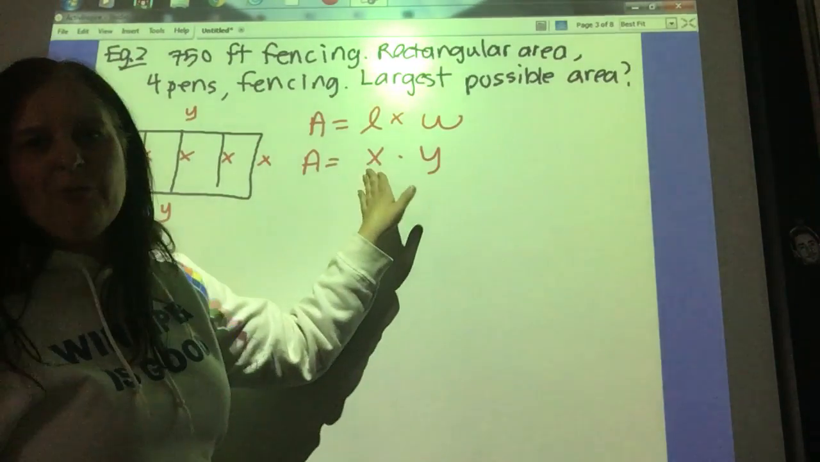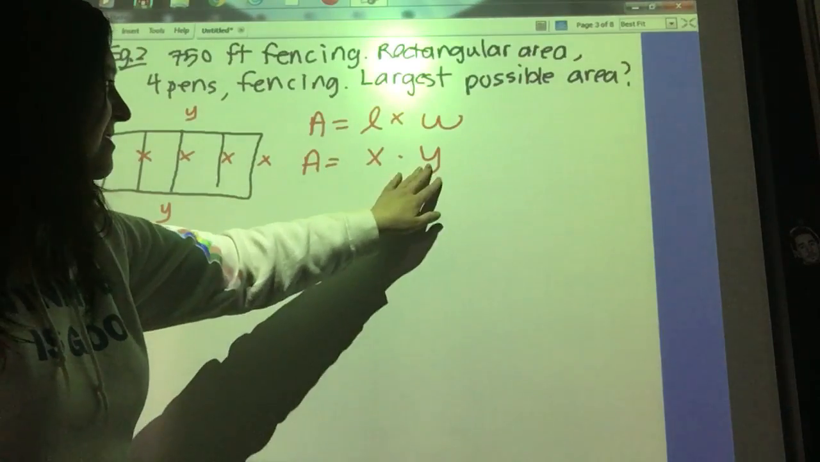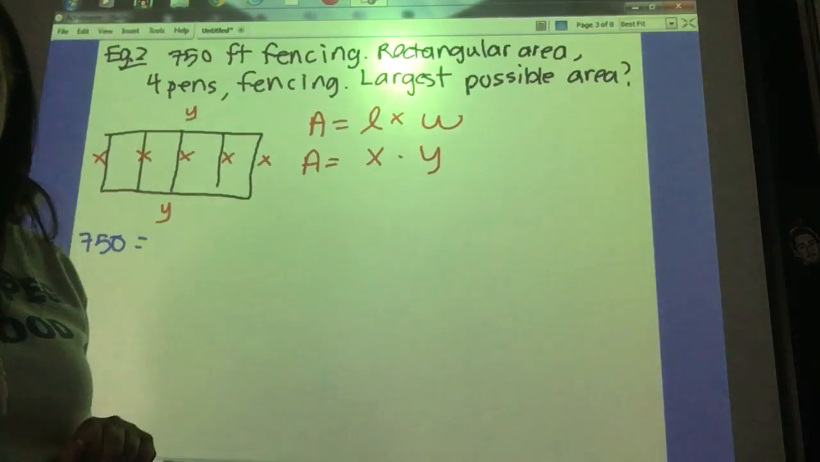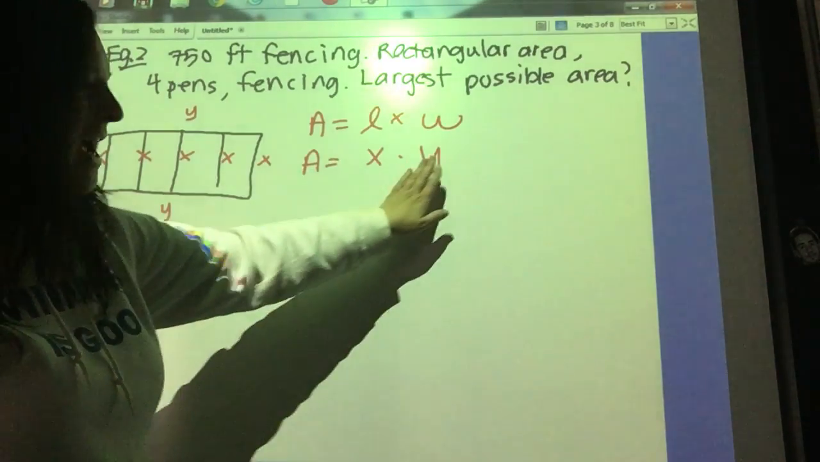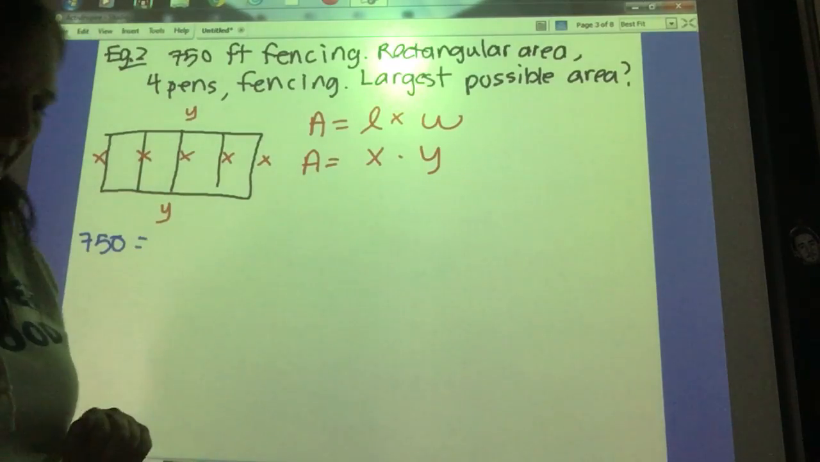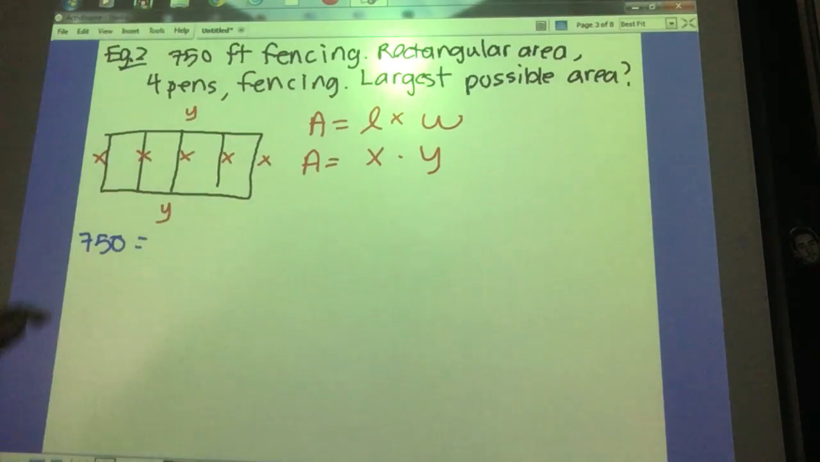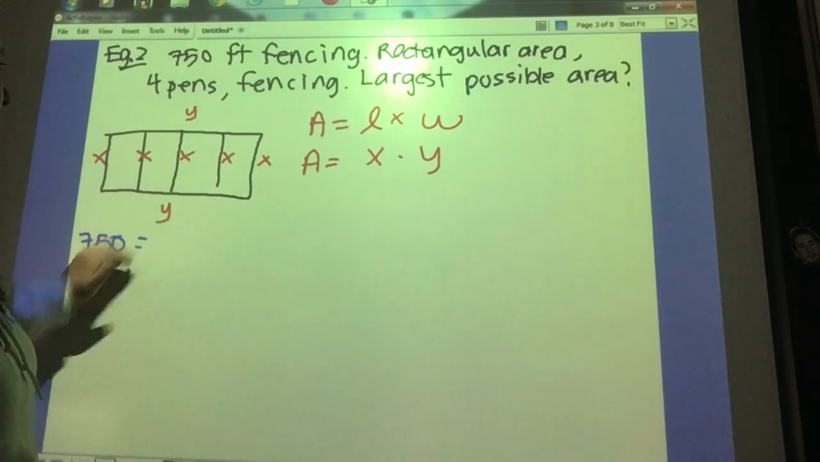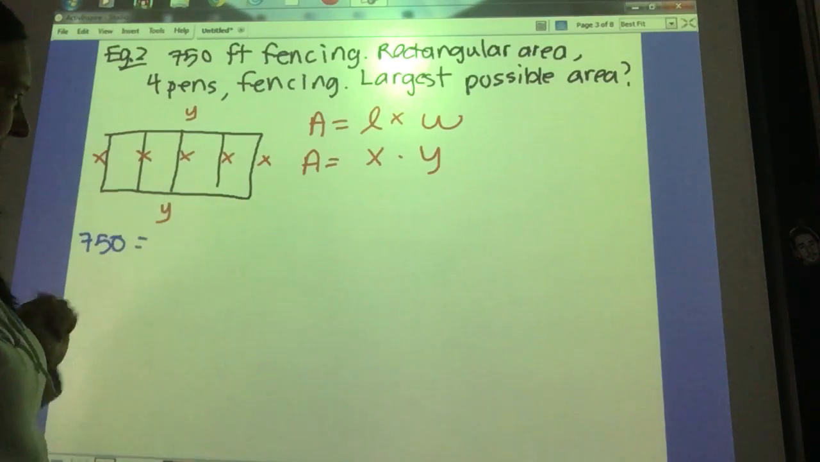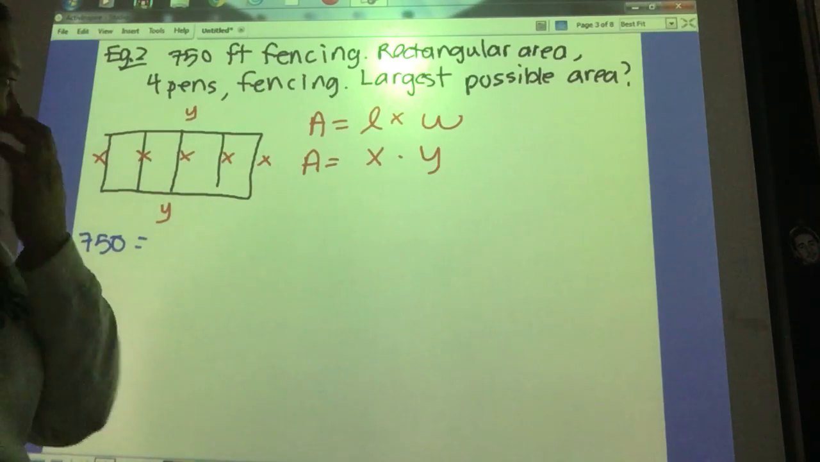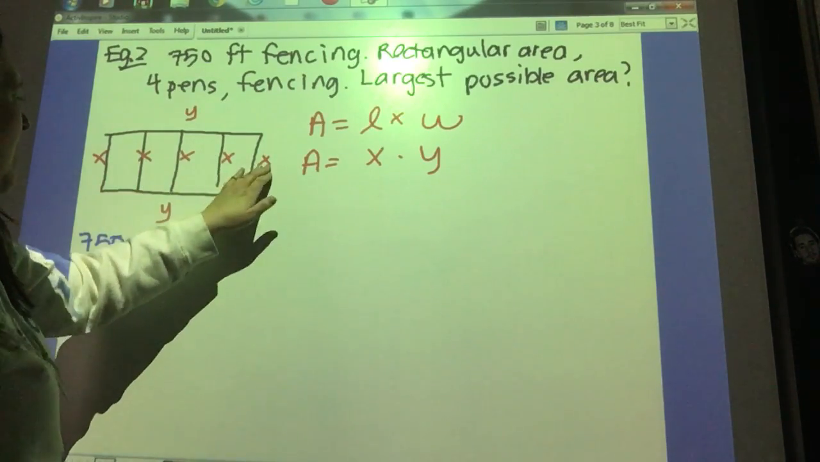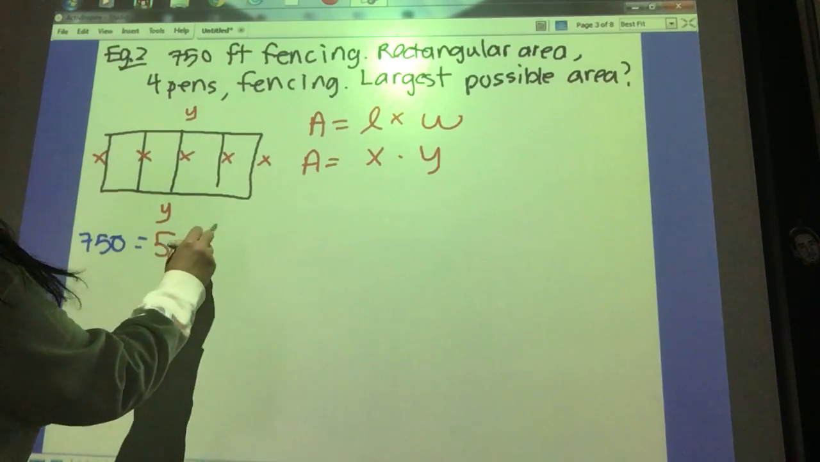But this is a problem, right? We have X and we have Y. We can't have X's and Y's. We have to have them all in the same variable. So here's the fun part. How do I express Y in terms of X? So to do that, we know that we have 750 feet to make all these pens. And then we add everything up. So we've got 1, 2, 3, 4, 5 X's and 2 Y's.